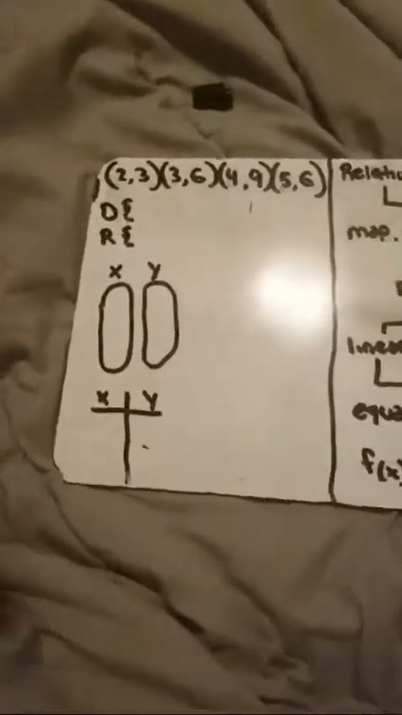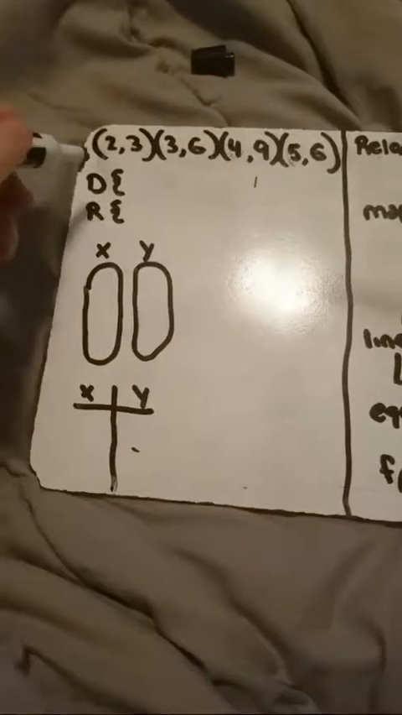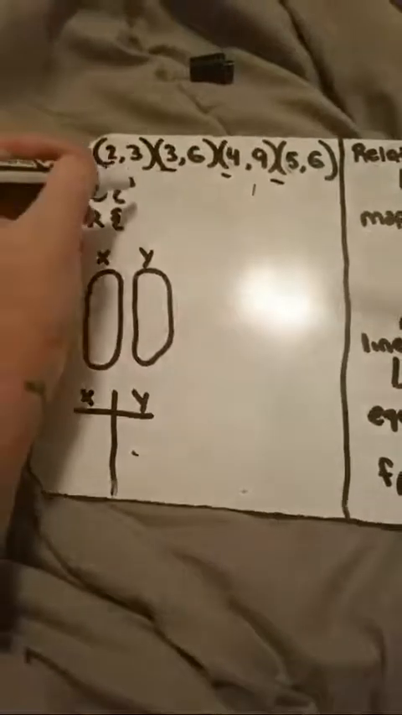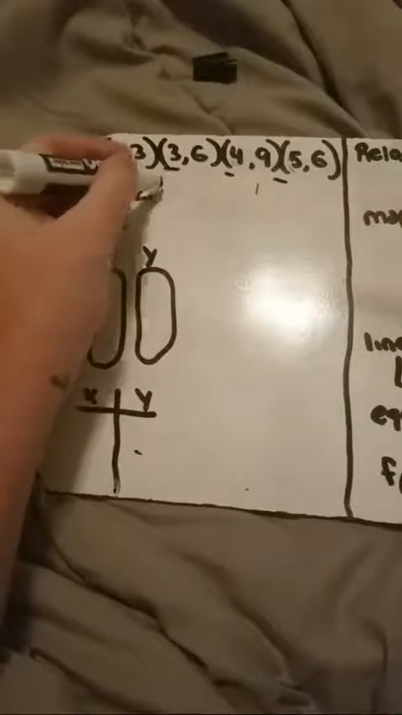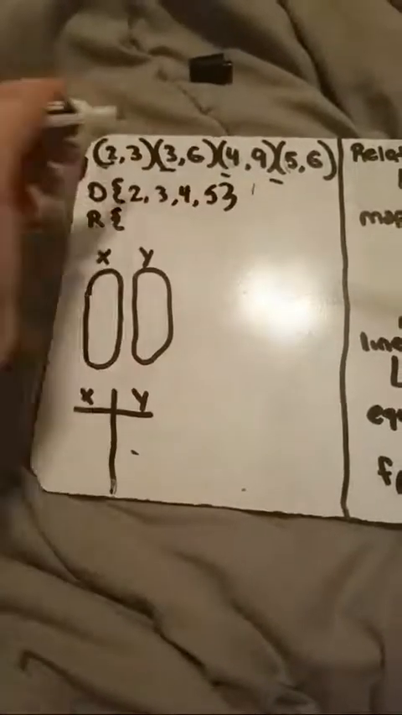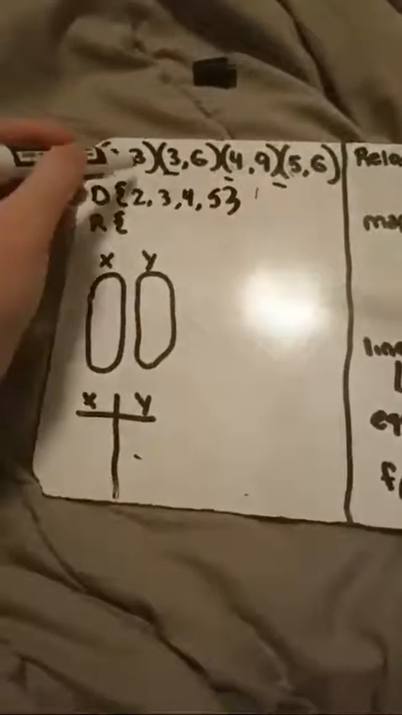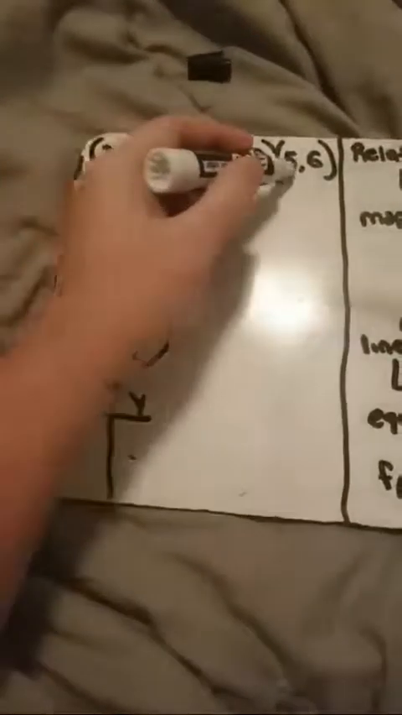Okay, so the brackets are on there, and then our domain, another word for domain is x, so all of our x's. So we have 2, 3, 4, and 5. All of those numbers are listed once, so we're going to list them once. 2, 3, 4, 5. Put a little bracket. Range we know is the y values, so that's 3, 6, 9, and 6.